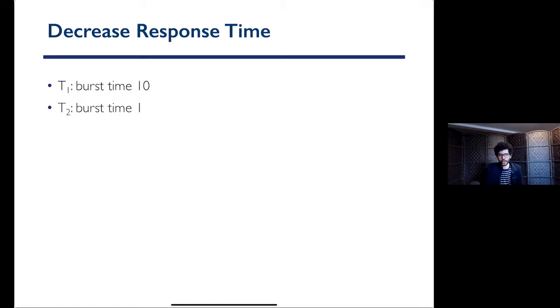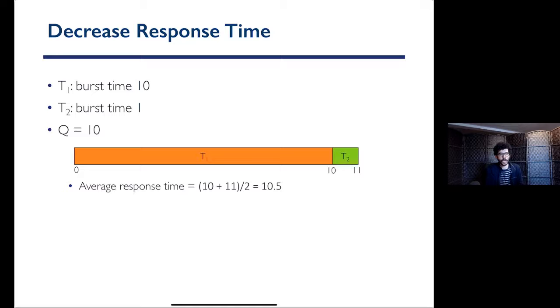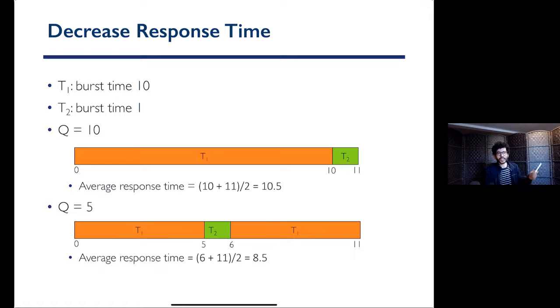So let's consider two tasks, T1 and T2, with different bursts and a time quantum of 10. Let's say that the order is T1 and then T2. T1 is going to run for 10 time units, and it's going to be done. Then we're going to switch to T2. So the average response time is going to be 10 plus 11 divided by 2. Now, if I make the time quantum shorter, if I decrease it to 5, now I'm going to run T1 for 5, then context switch to T2, and then context switch back to T1.